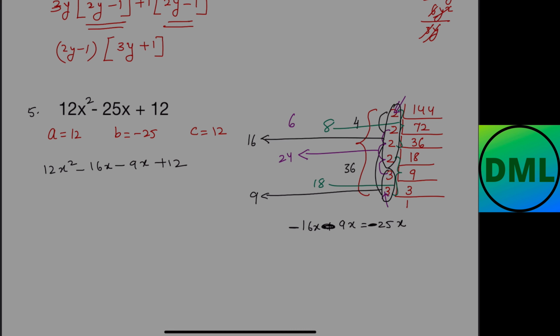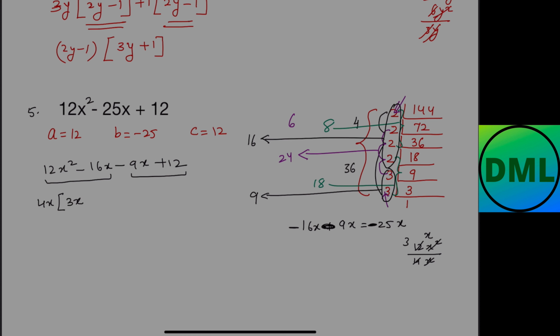I need to take common between the first two terms and the last two terms. In the first two terms, the common is 4x. Let's take out 4x as a common factor here. Out of 12x square, 4x is outside. What are you left with? 12x square divided by 4x. 4 got cancelled with 12 is 3. x got cancelled with x square is x. You are left with 3x. Let's write down 3x here.